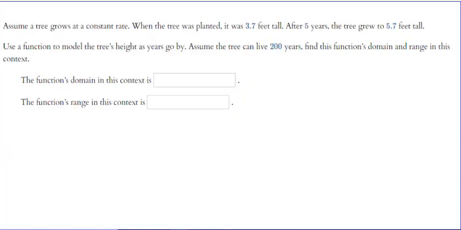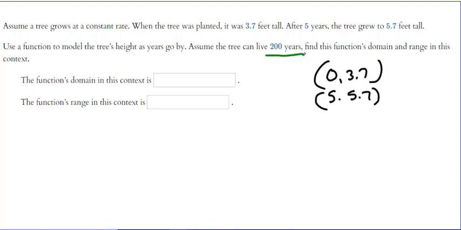A similar tree grows at a constant rate. When the tree was planted, it was 3.7 feet tall, and after 5 years, the tree grew to 5.7 feet tall. So what they've given you is basically two ordered pairs. Use the function to model the tree's height as years go by. Assume that the tree can live 200 years. Find its domain and range. Well, it's not that bad.